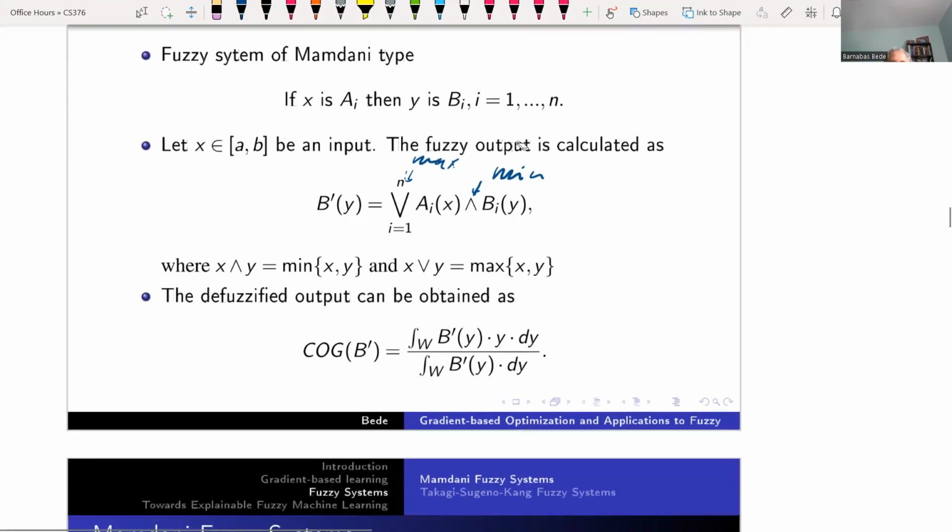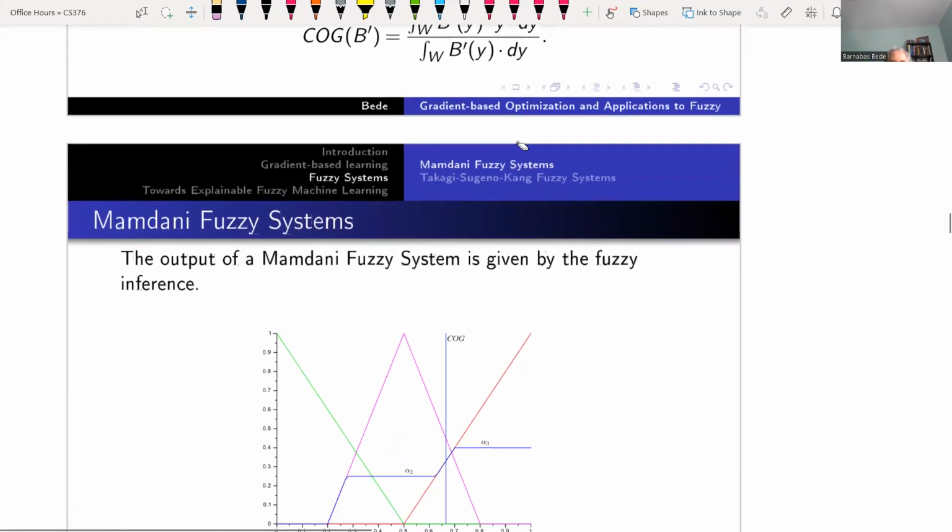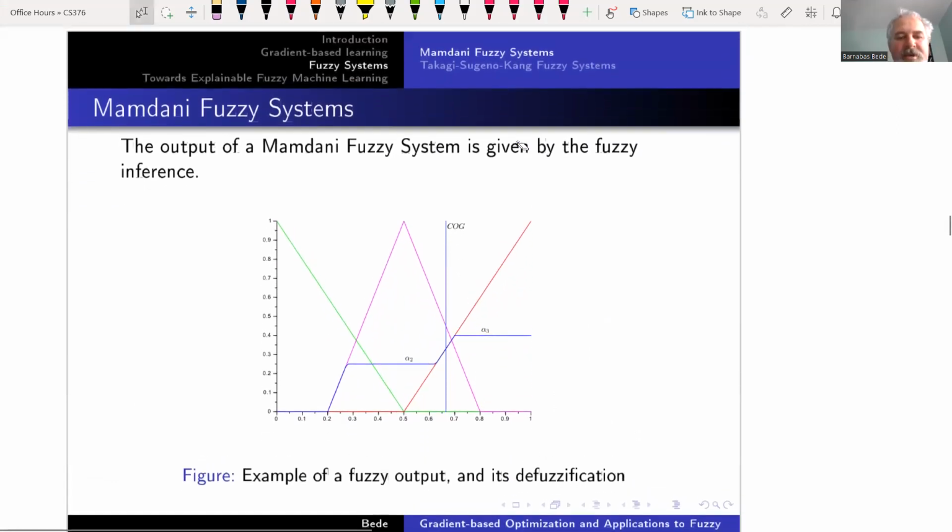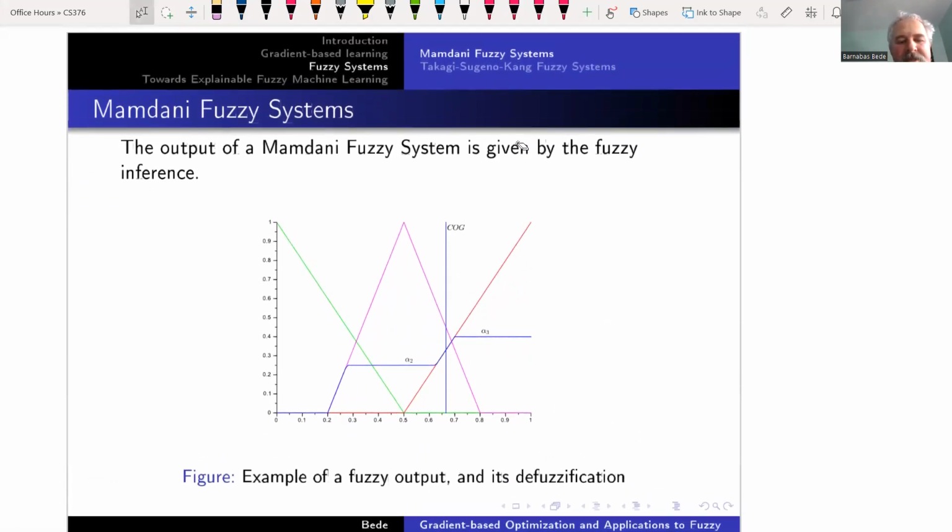Takes just the horizontal coordinate of that. So here's an illustration. Let's say these are three rules: rule number 1, rule number 2, rule number 3. Each of them has a firing level that you calculate on the input, on the antecedents. Alpha 1 is actually 0 here, then alpha 2, alpha 3.